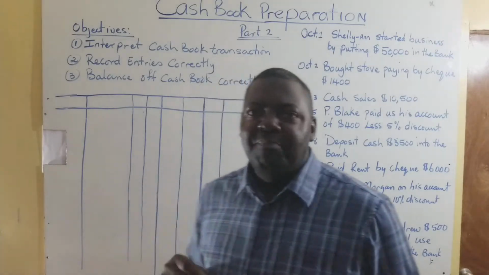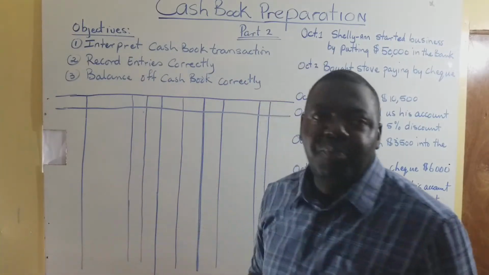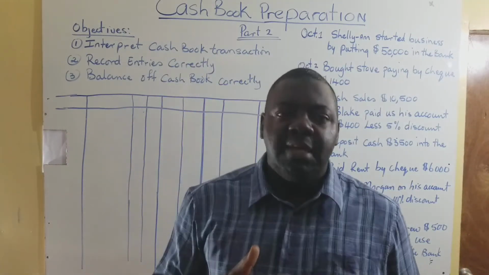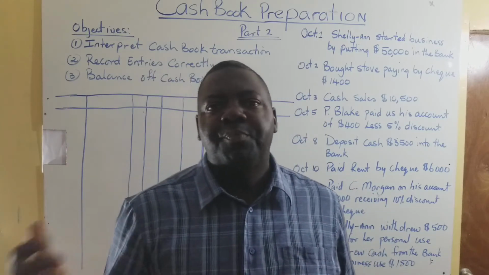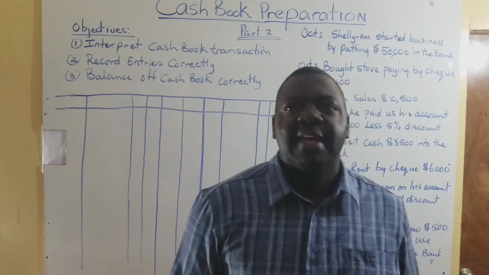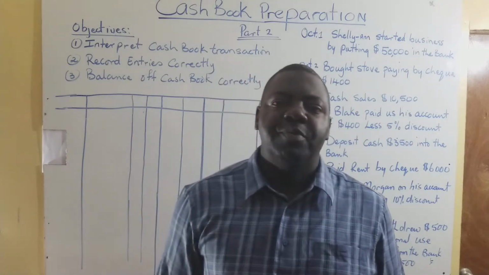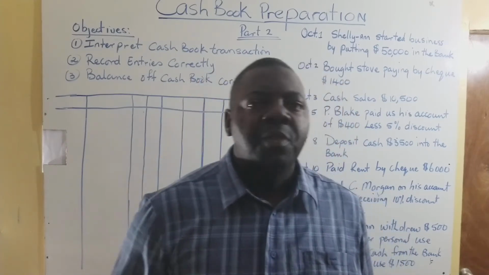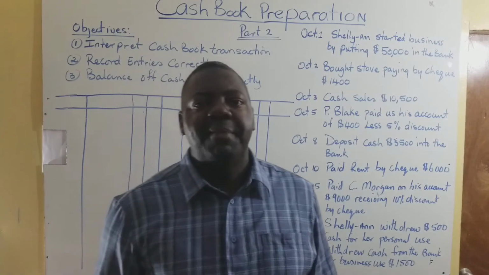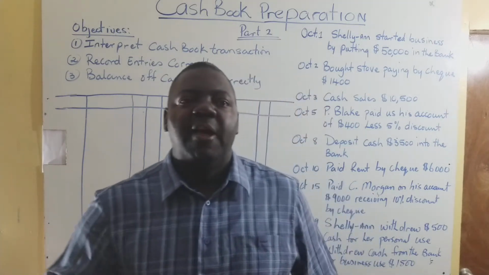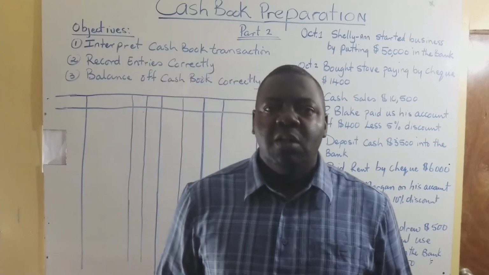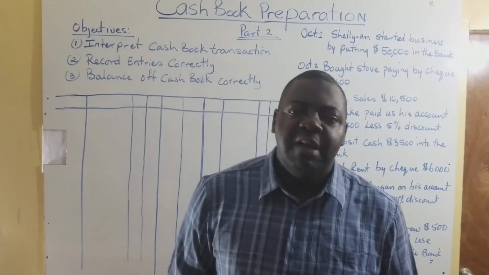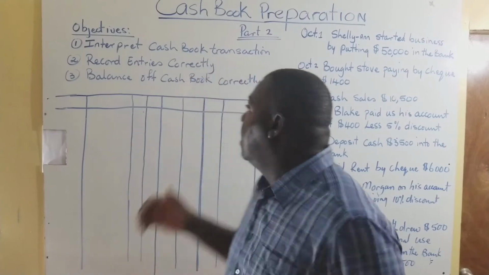We're back with you to look at part 2 of cashbook preparation. We're now going to be implementing the concepts we would have spoken about earlier in part 1 of cashbook preparation. We emphasized the use of the folio column. We spoke to the different types of discounts, and we spoke to bank overdraft. We also spoke to the rule in treating with transactions in the cash book.